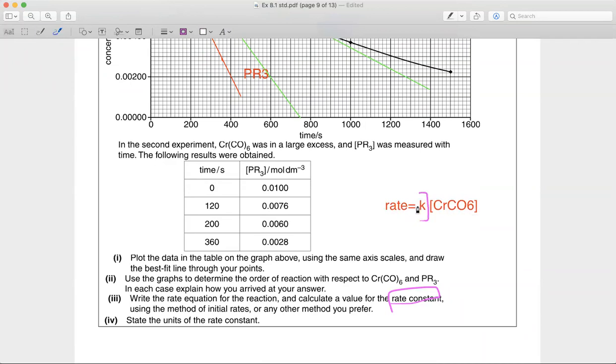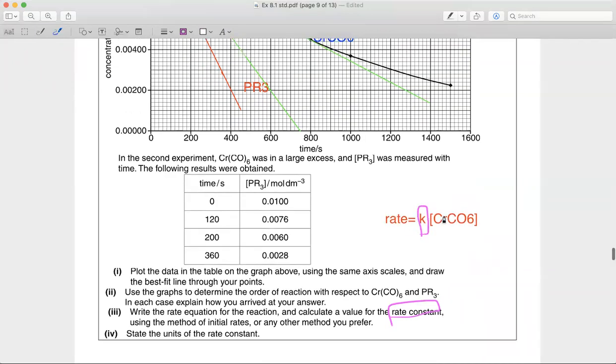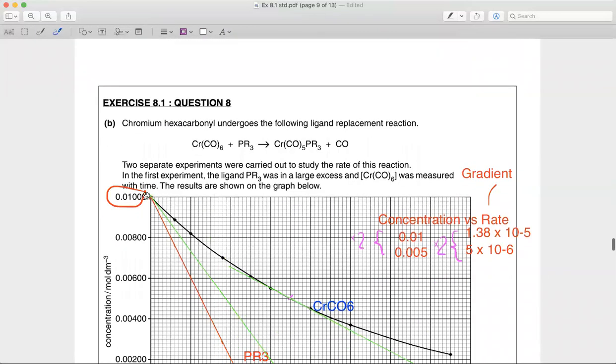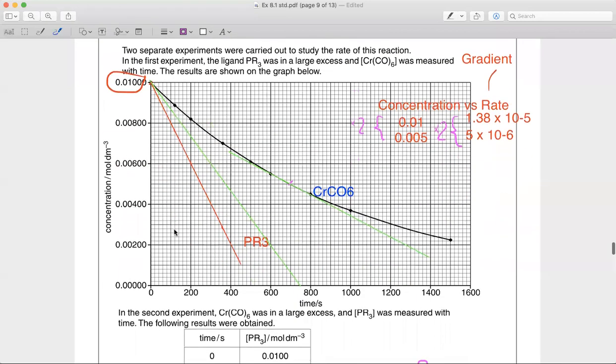Now, how do you find rate and concentration? Easy. If you just choose the concentration of 0.01, you find the rate at that particular concentration. So in this case, depending on your tangent, my rate was 1.38 times 10 to the power of minus 5.